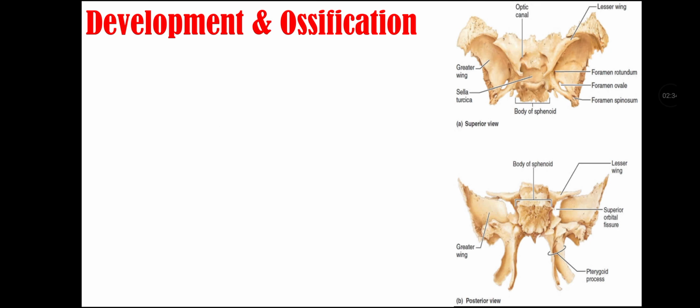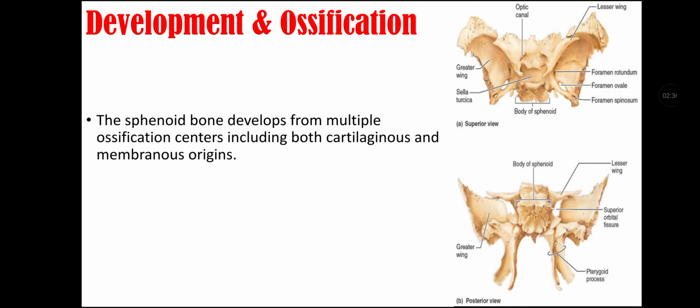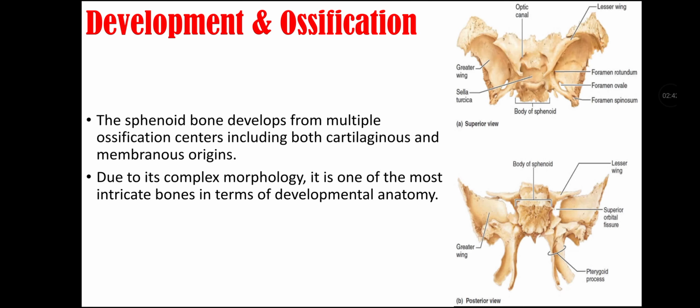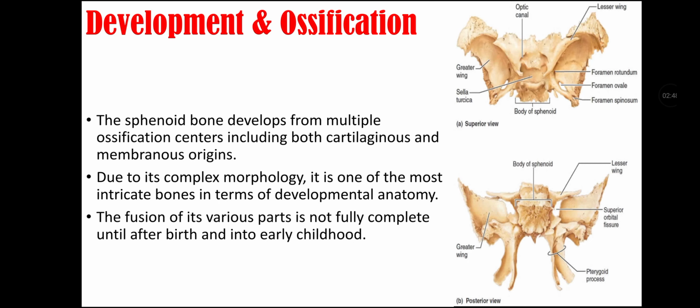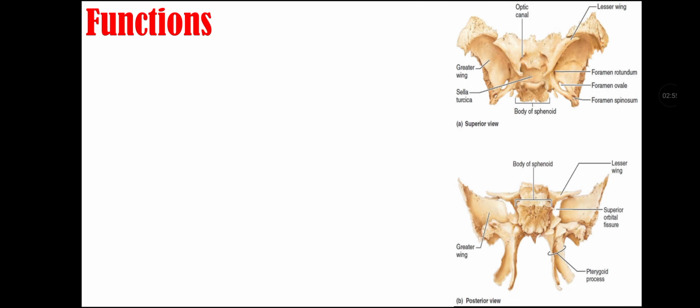Development and ossification of sphenoid bone. Sphenoid bone develops from multiple ossification centers including both cartilaginous and membranous origins. Due to its complex morphology, it is one of the most intricate bones in terms of developmental anatomy. The fusion of its various parts is not fully complete until after birth and into early childhood.